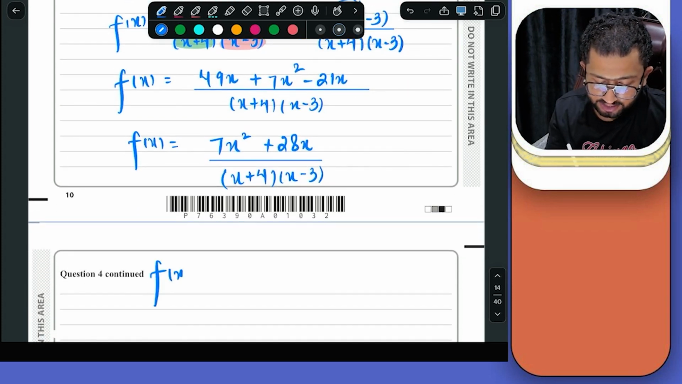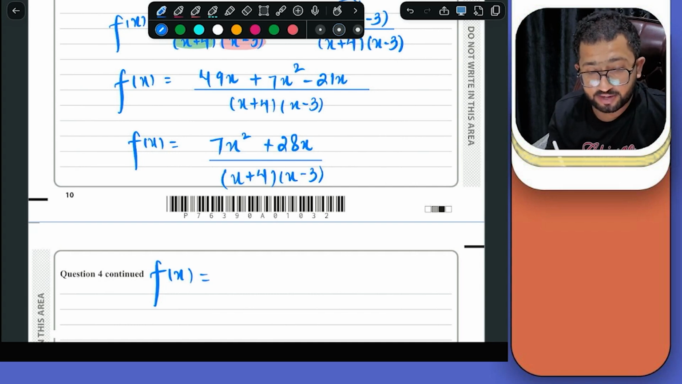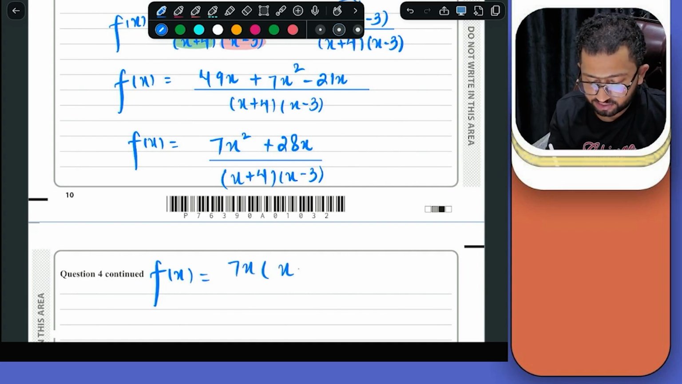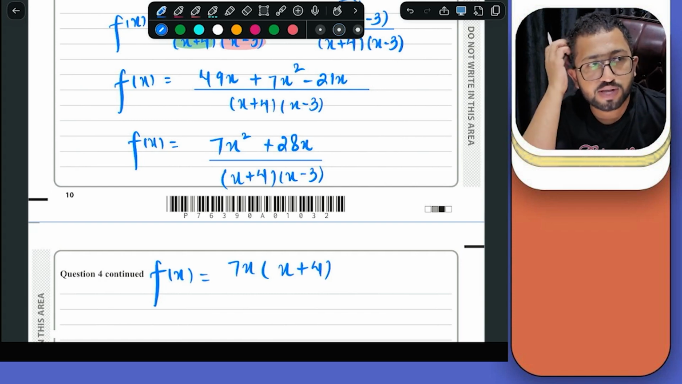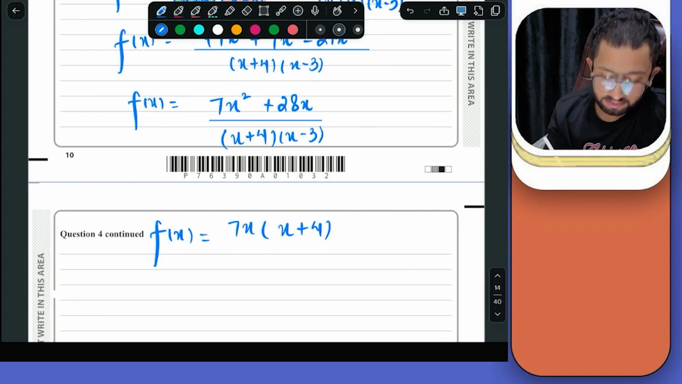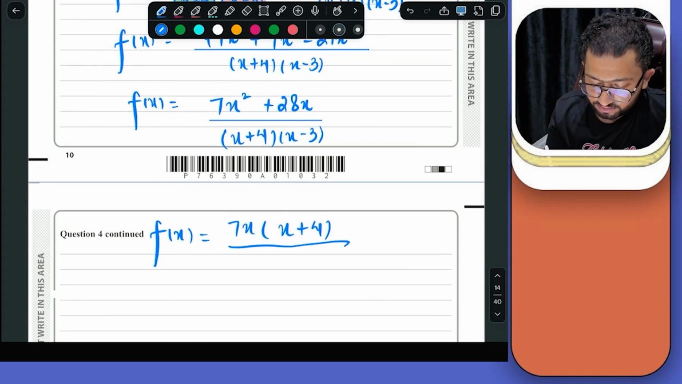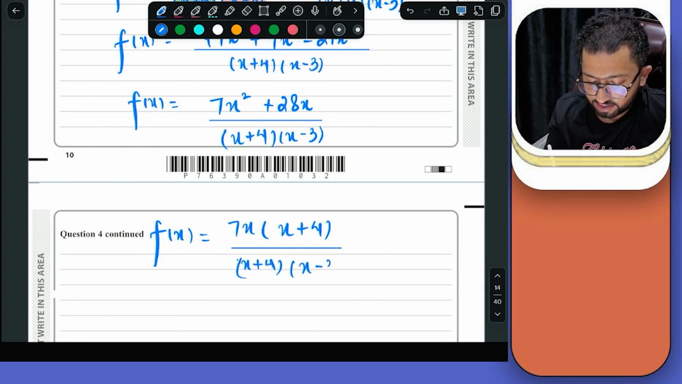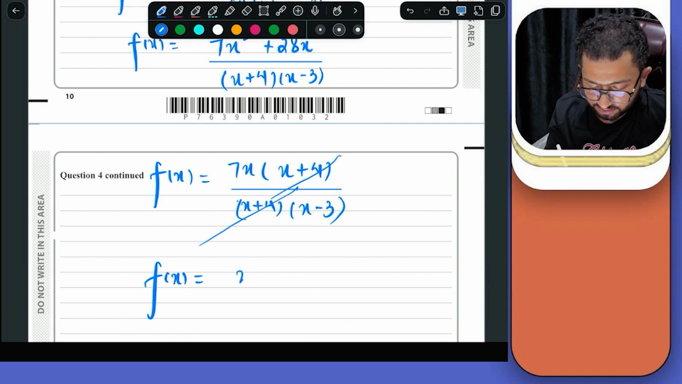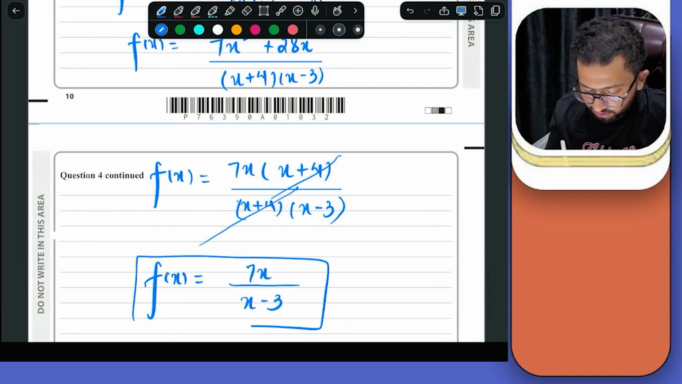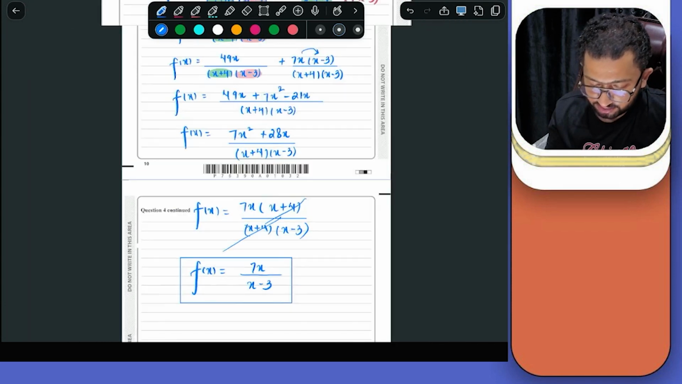So I can take 7x common from the numerator. So x plus 4 will remain inside the bracket because 7 4s are 28. Divided by x plus 4 into x minus 3. They can be cancelled out. So what you will get? f x equal to 7x divided by x minus 3. That is what we want to show actually in this question.